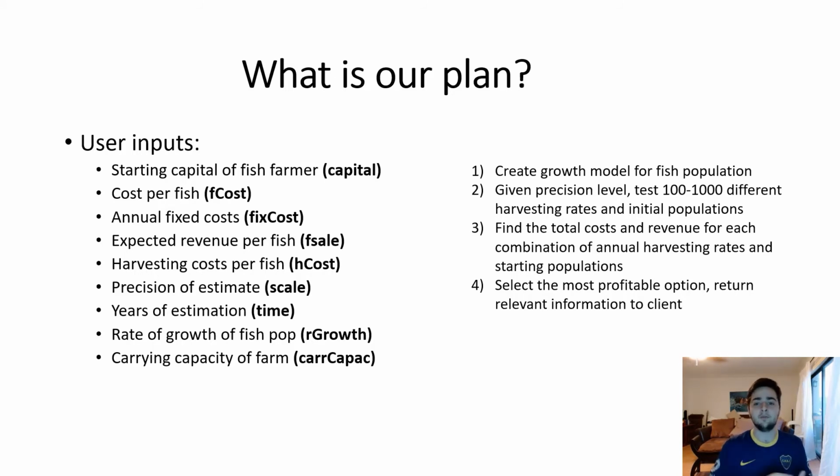And once we have a way to project the growth, we will see how harvesting and different initial populations affect it. And to do so, we are going to be testing between 100 and 1,000 different harvesting rates and initial populations. And we're going to see which of these combinations leads to the most profitable outcome for our client. So once we determine that and we compare all of them, we are going to return that suggestion along with other relevant information to our client, and hopefully he will use it to continue running a profitable fishing farm.